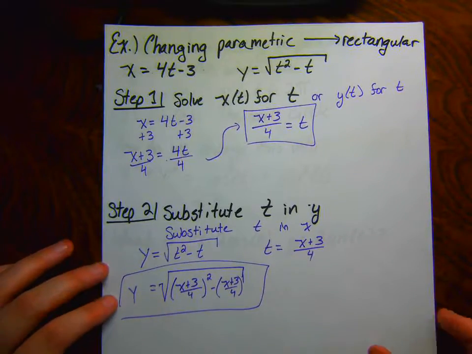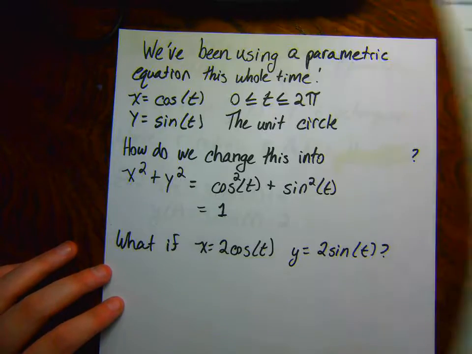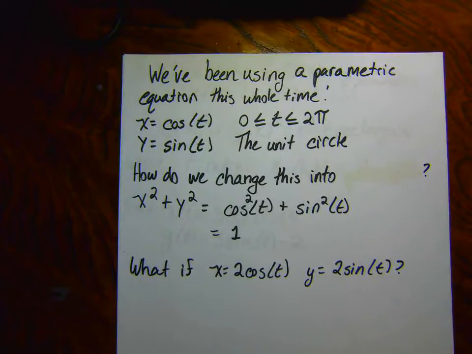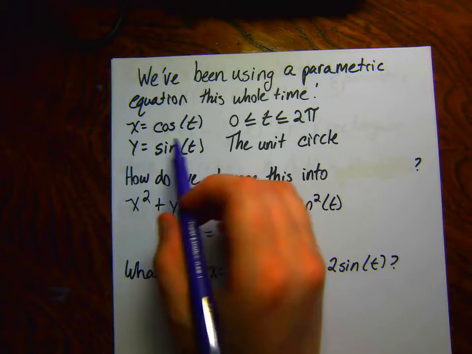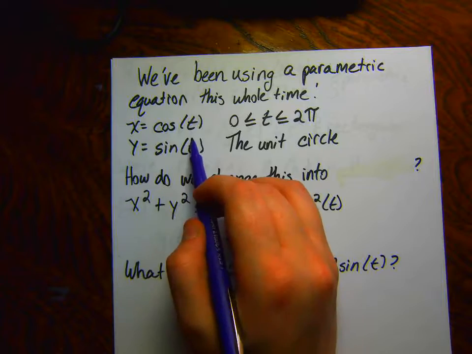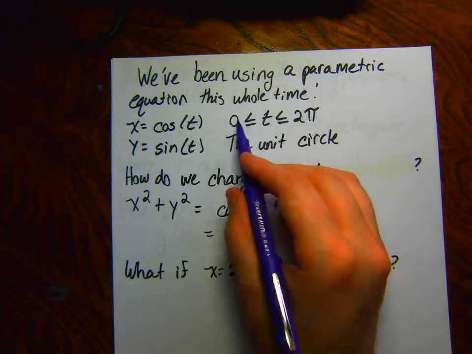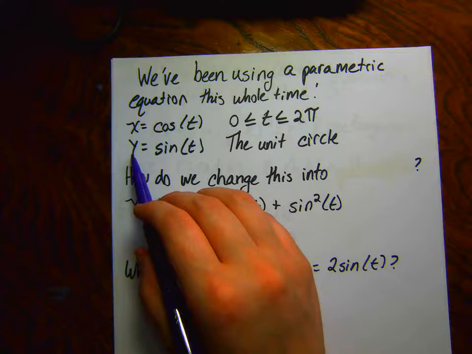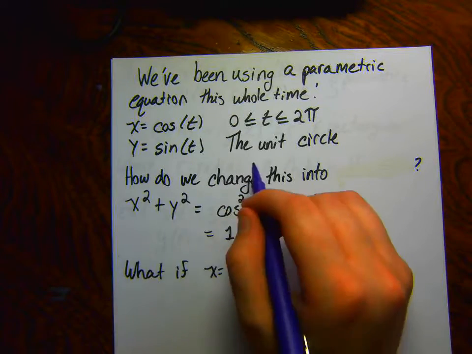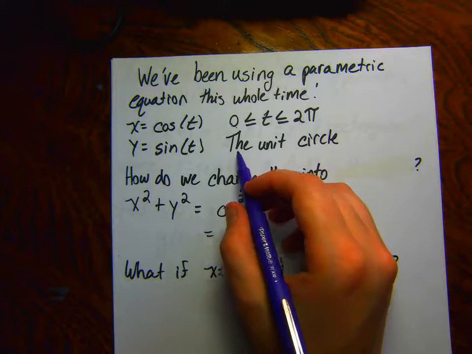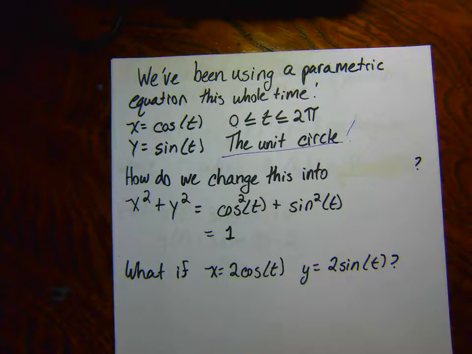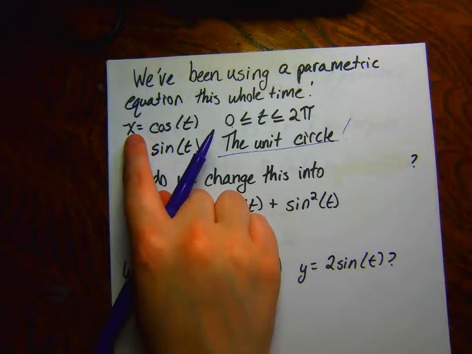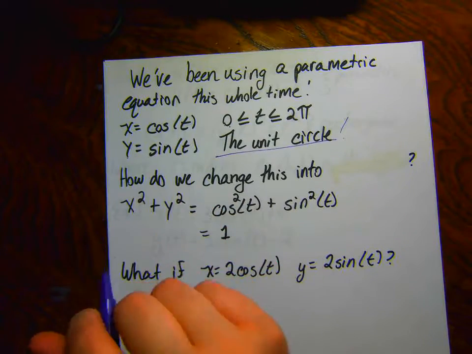Okay, so let's look at another example. Or no, let's look at this. So we've been using parametric equations this whole time. Remember, on the unit circle, we let our x value equal our cosine of t, where t was an angle between 0 and 2 pi, and we let our y equal sine of t. Same thing, where t was between 0 and 2 pi, and that was the unit circle. Okay, so go ahead, take a second, pull out your unit circle, and see that it is x equals cosine, y equals sine, that it is a parametric equation.